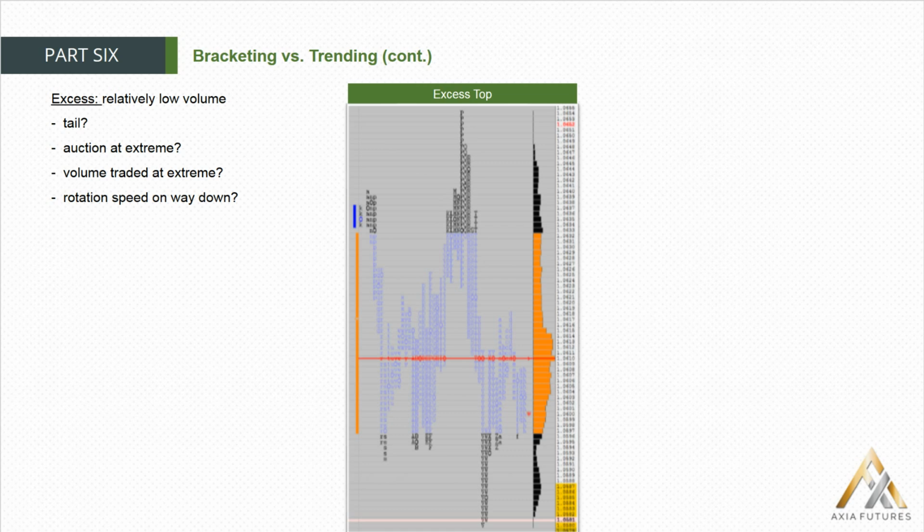Like I said in the earlier slide, it's all about assessing how the market moves back down. Is it aggressive, in which case we're seeing aggressive initiative, or is it a lot slower, where we're seeing a lot more two-way interaction? Let's go to the third example and talk about the aggressive excess top.